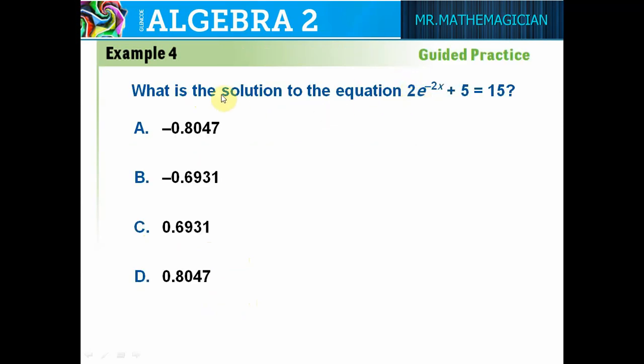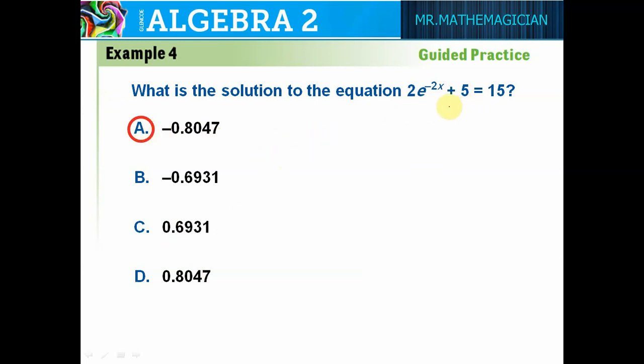Now this is your turn to solve. What is the solution of the equation 2e to the negative 2x plus 5 equals 15? Pause the video and try to choose, and you will find it A. Now let me show you how.